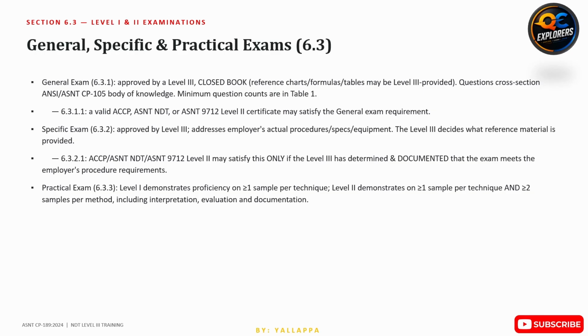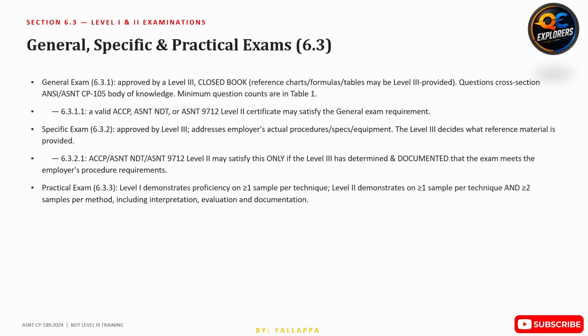The general examination evaluates the candidate's technical knowledge of the NDT method. According to CP-189, this examination must be approved by a Level 3 and is conducted as a closed-book examination. However, the Level 3 may provide approved reference charts, formulas, or tables if permitted by the employer's procedure. The questions are based on the body of knowledge contained in ANSI ASNT CP-105, ensuring that candidates are tested on internationally recognized technical fundamentals rather than company-specific practices.